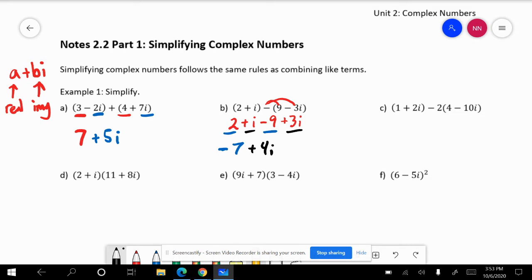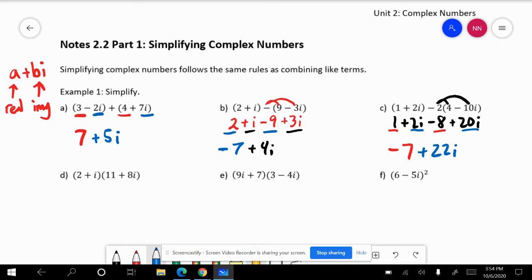With letter C, we do the same thing. We're going to distribute the negative 2 to each of our terms. So we have 1 plus 2i minus 8 plus 20i. We're going to add the like terms. So that gives us negative 7, and we have 22i. Now that's adding and subtracting.